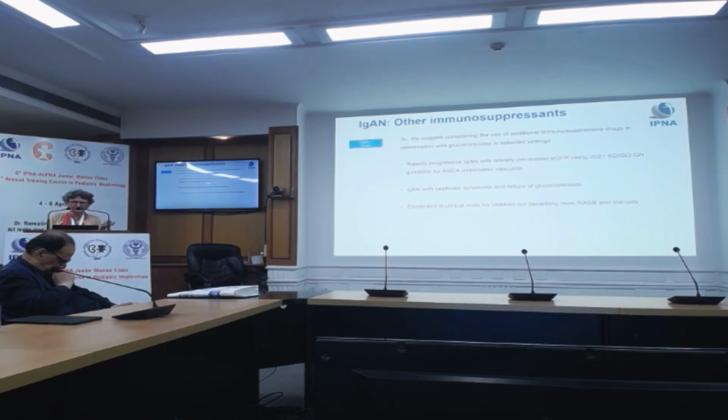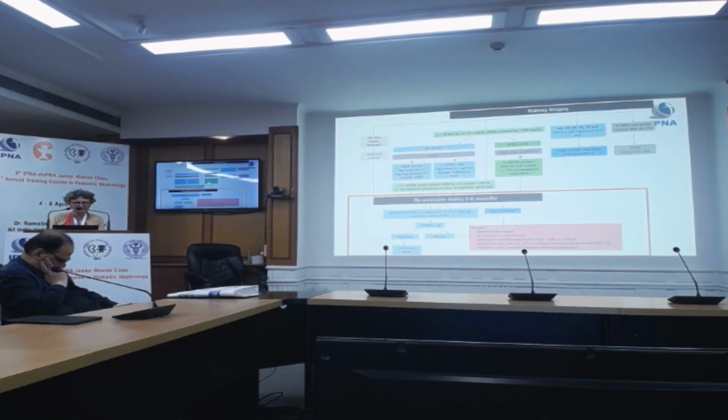In terms of other immunosuppressants, complete nightmare. We had to write, we suggest considering the use of additional immunosuppressive drugs in combination with glucocorticoids in selected settings, because there's really no evidence for classical IgA nephropathy on what to do. So it's easier in some selected settings that I'm going to talk to you about now. And this is all schematized in this schema, but this is one of the guidelines for which I really feel strongly that the algorithms need to be accompanied by a very careful and mindful reading of the text, because if you just look at the algorithm, you can really be led down the garden path.